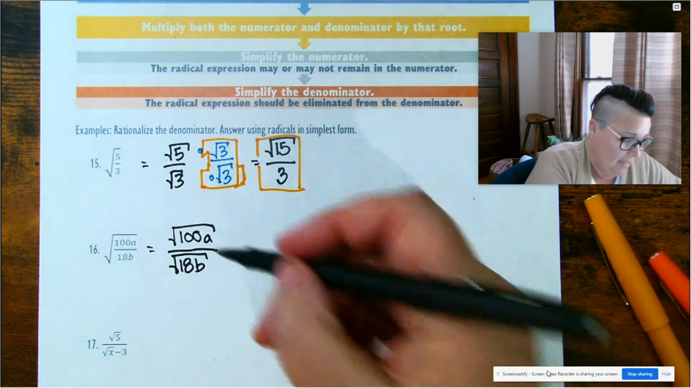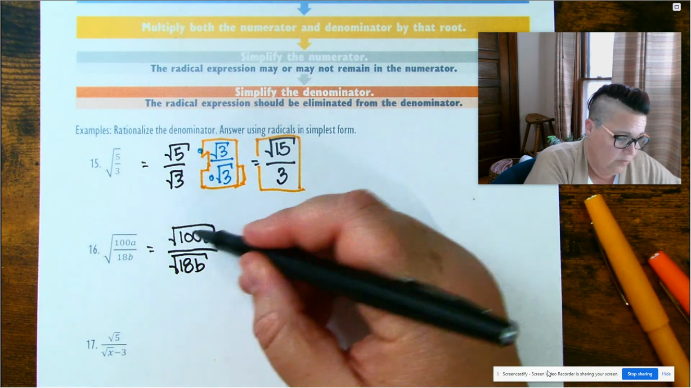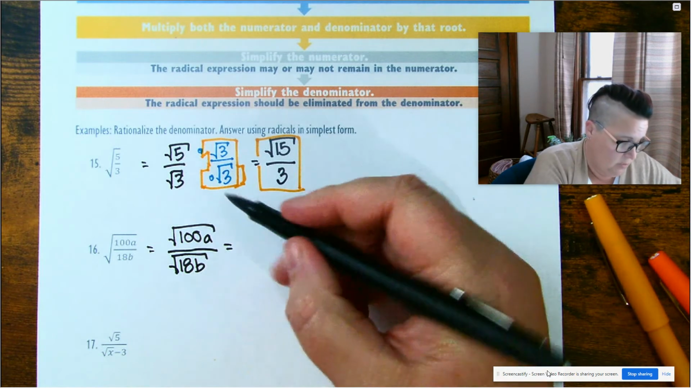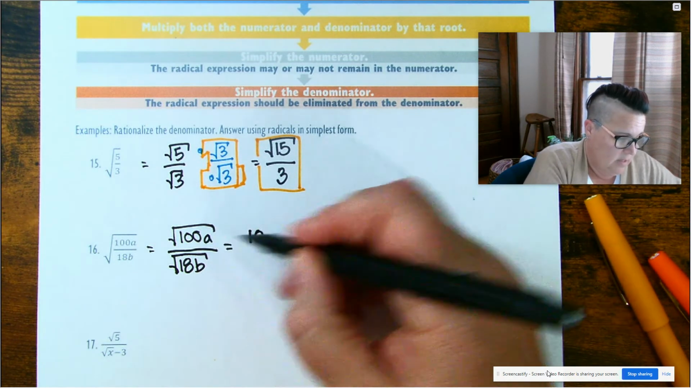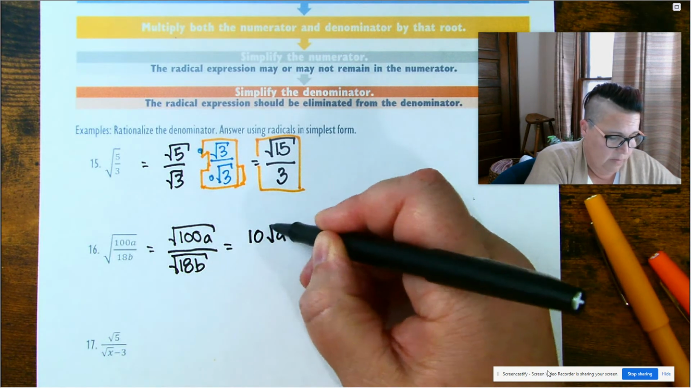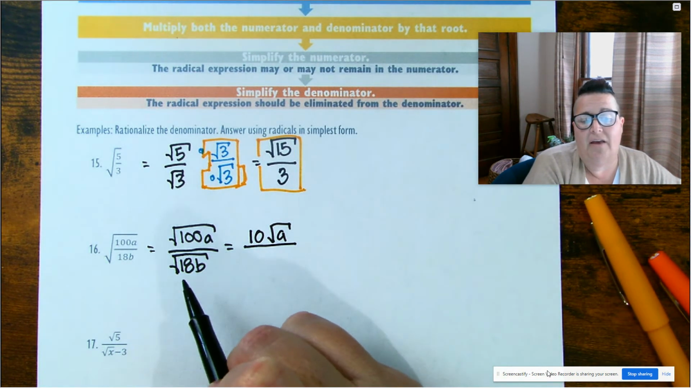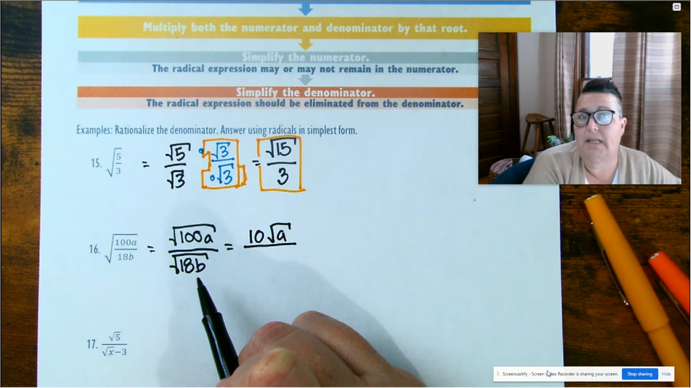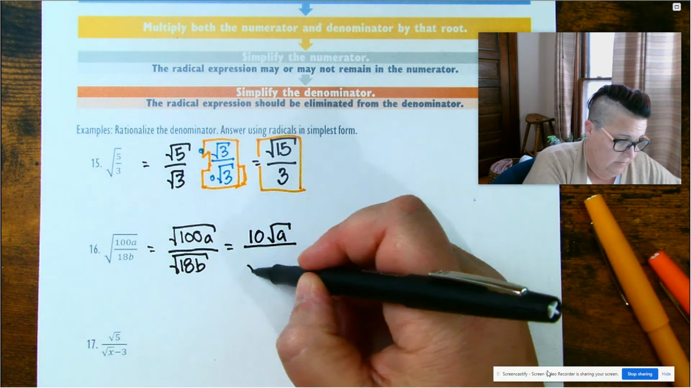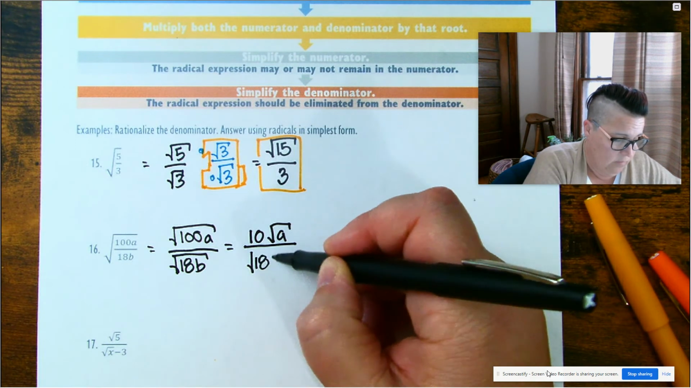Okay, I can simplify the numerator. Feel free to do that. That's going to be the square root of 100, that's 10, times the square root of a. Can't find the square root of a. Then in the denominator, I have 18b. That's not a perfect square, so I'm just going to leave it as the square root of 18b for now.